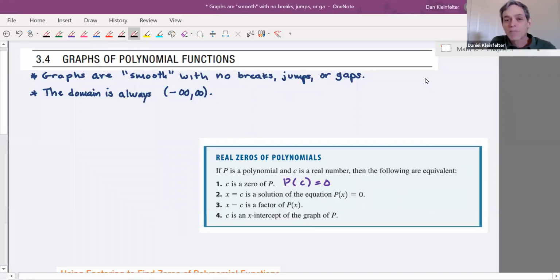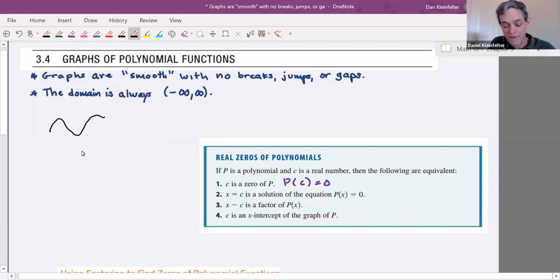Welcome back, everybody. In this video, we're starting to look at section 3.4, which continues our study of polynomial functions. But in this section, the focus is on working with the graphs of polynomial functions. So first, we want to remember how the graph of a polynomial function looks. Graphs of polynomials are always smooth. They don't have any breaks, jumps, or gaps.